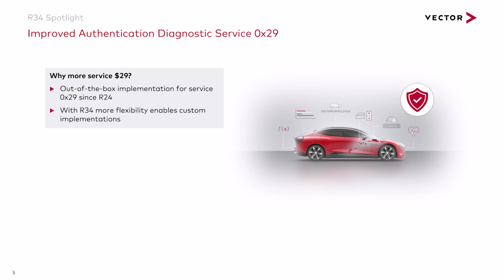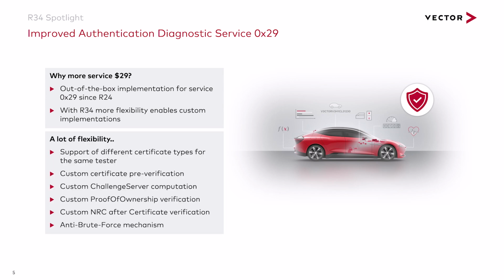Yet another security highlight, here from Diagnostic solution. Service 29 support is nothing new for you, is it? Right. Vector has been providing out-of-the-box implementations since R24 already. However, with R34 we have significantly enhanced it. The new release provides numerous extensions and additional callouts to enable custom Service 29 implementation. What is now possible to do additionally?